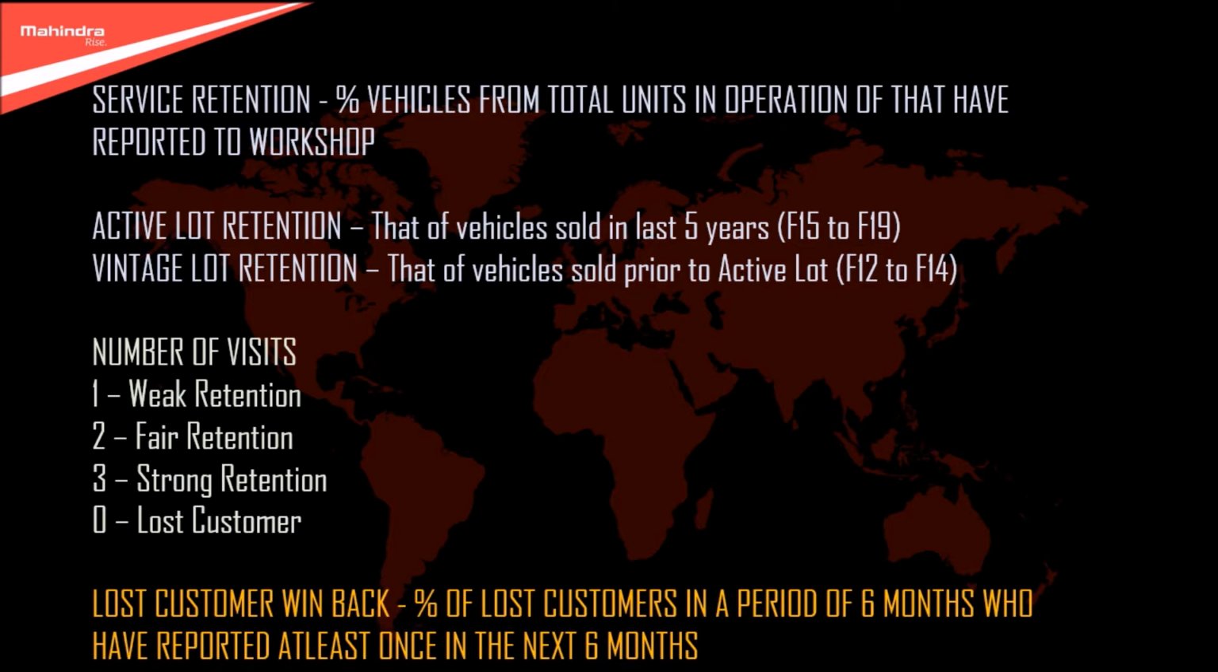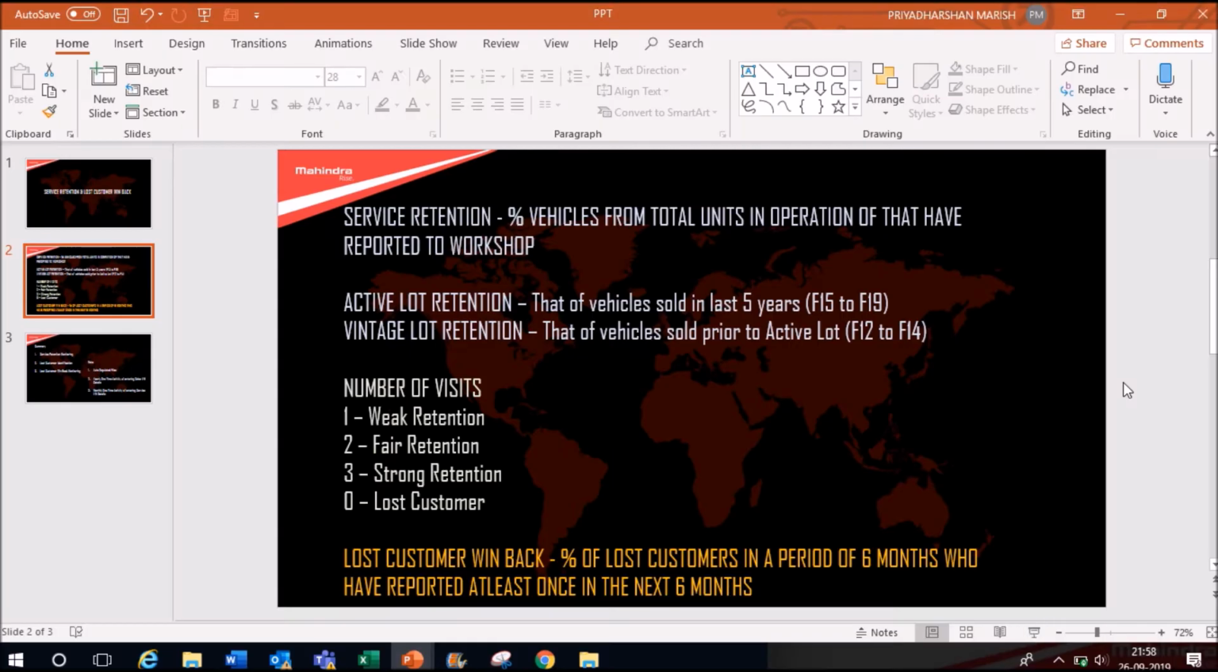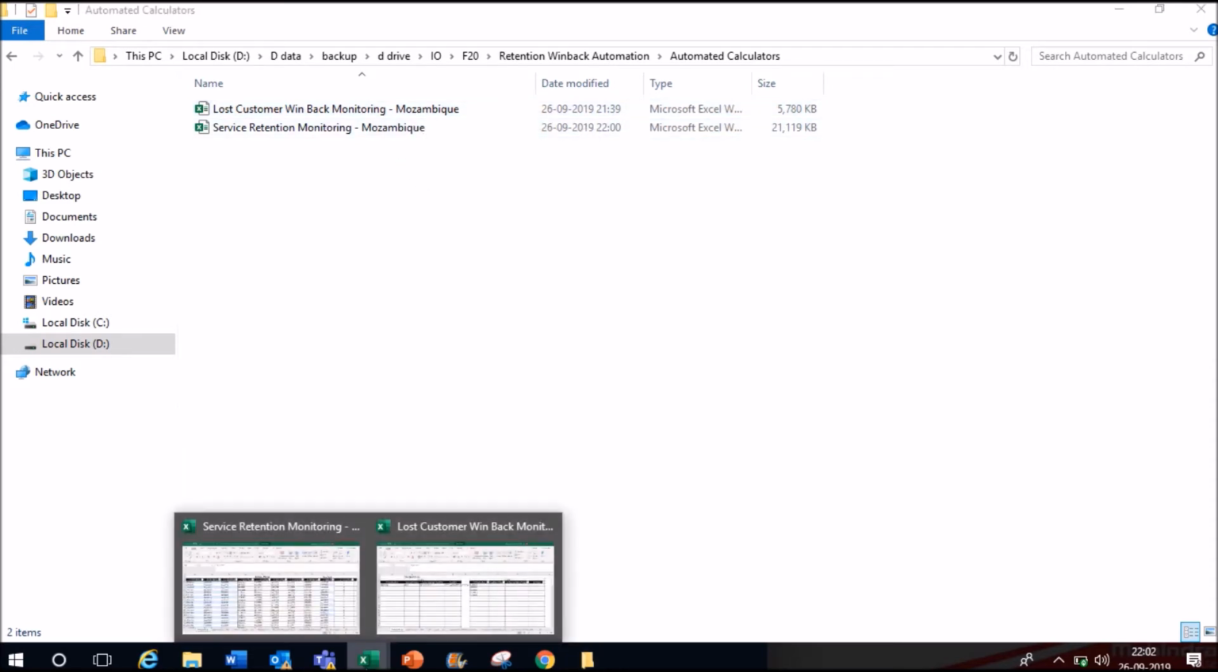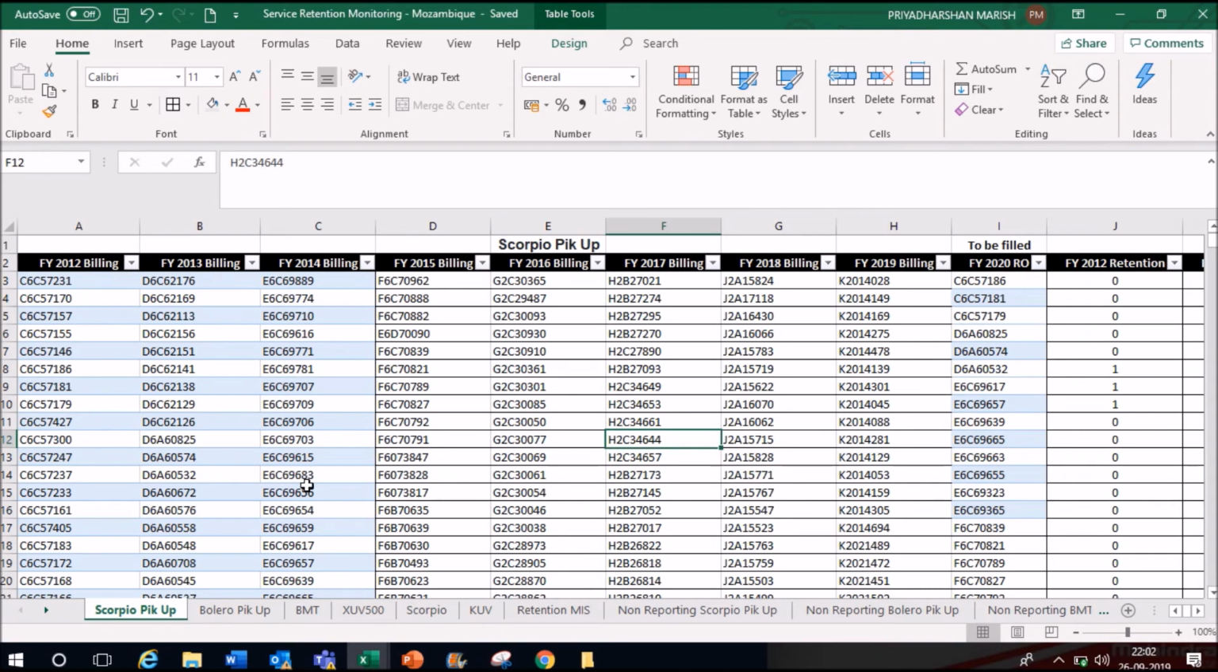Now let us look at how these automated calculators work. So we have two files here: the service retention monitoring file of Mozambique and the lost customer win back monitoring file of Mozambique. Let us first look at the service retention monitoring file. This is a completely data filled and formulated file wherein you will just have to fill in the details of vehicles that have reported to you so far this year. That is it.